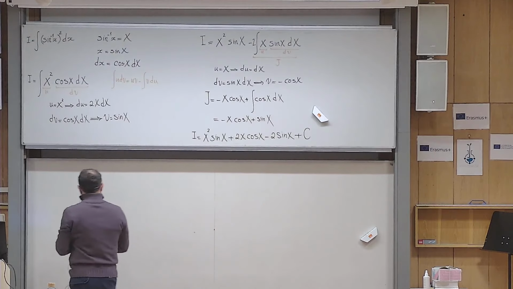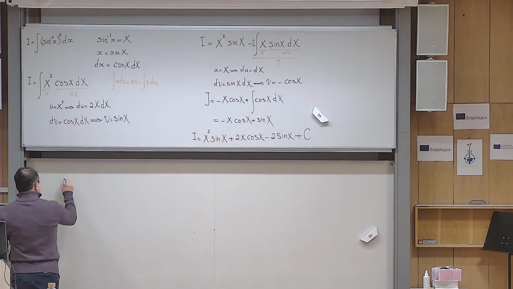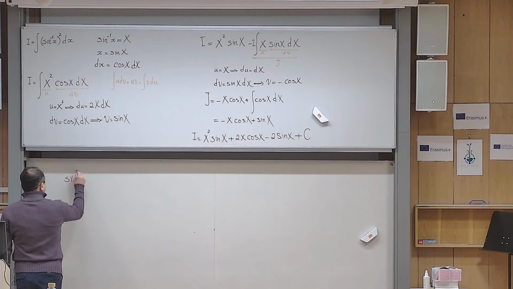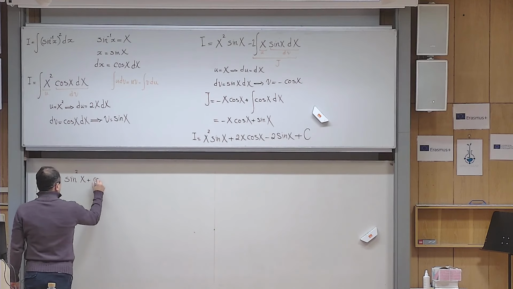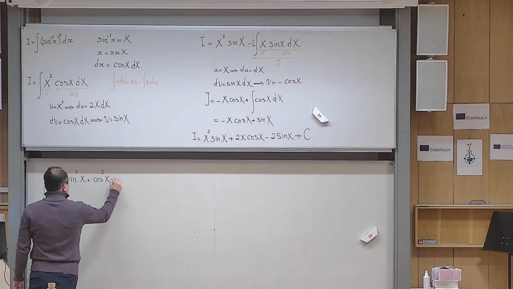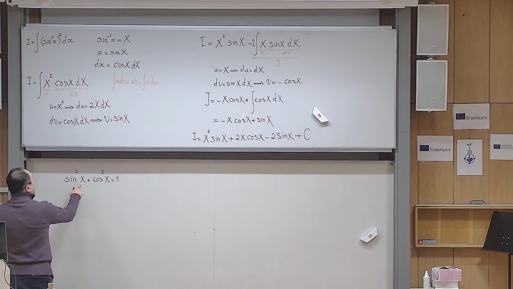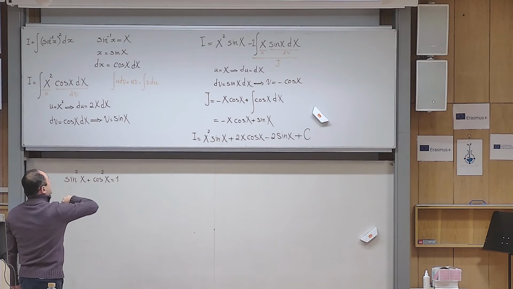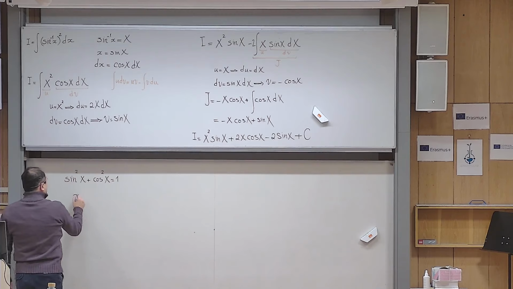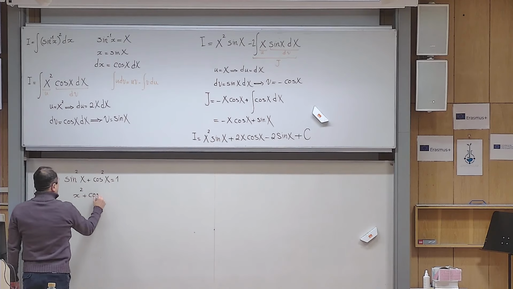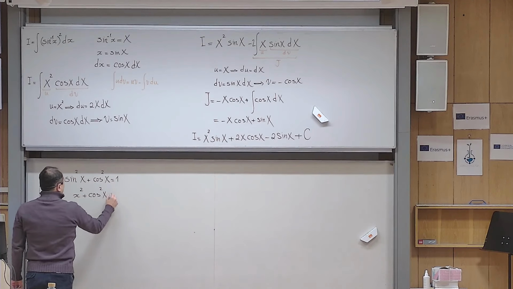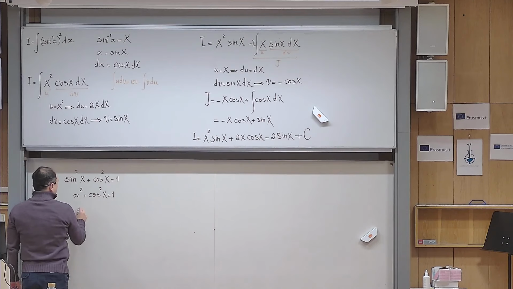Because we know that sine squared X plus cosine squared X should be 1. But sine capital X, as you see on the board, is little x. So this becomes x squared plus cosine squared is 1, and then I move this to the other side.